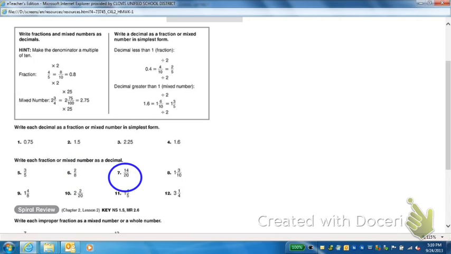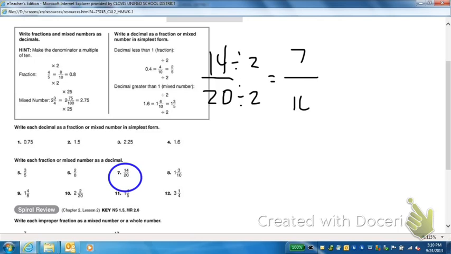Number 7, 14/20. Let's go ahead and reduce this. 14 divided by 2 is 7. 20 divided by 2 is 10. 7/10. So your answer would just be 7/10, or just 0.7.